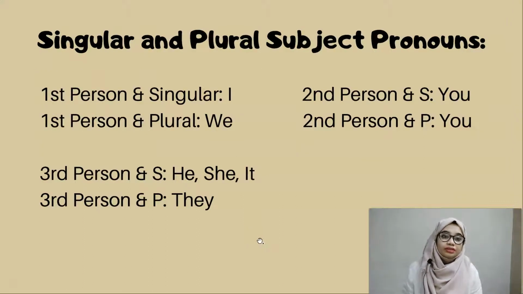Singular and plural subject pronouns. First person, if the subject is first person and singular, it is I. If the subject is first person and plural, it is we. If the subject is second person and singular, it is you. Second person and plural stays the same, you. Third person and singular, he, she, it. Third person and plural, they. So that is how we have classified it, first, second, third person, but then singular and plural also, you need to be precise with that.